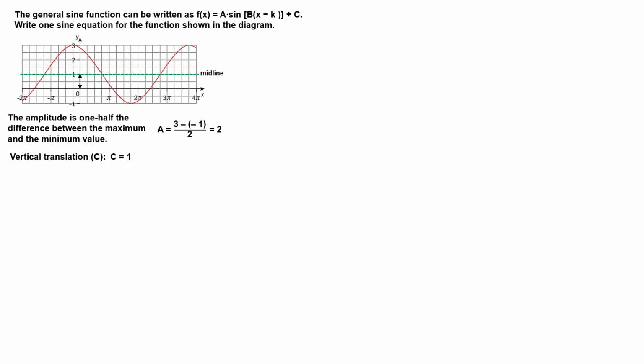The period is the horizontal distance it takes for the function to complete one cycle. The easiest way to find this is by looking at the horizontal distance from a maximum point to a maximum point, or from a minimum point to a minimum point. The period is 4 times pi, and b equals 1/2.